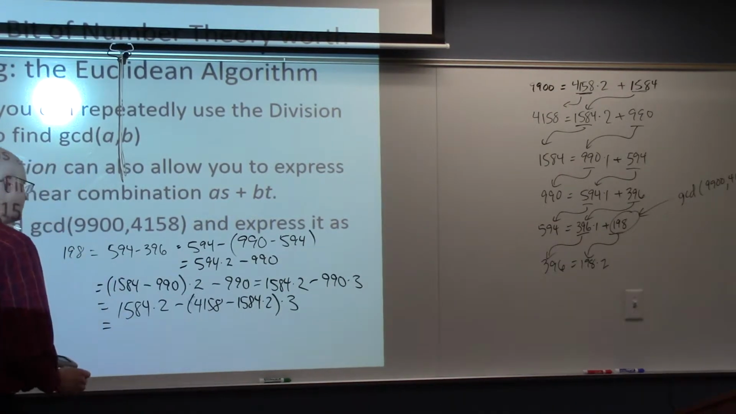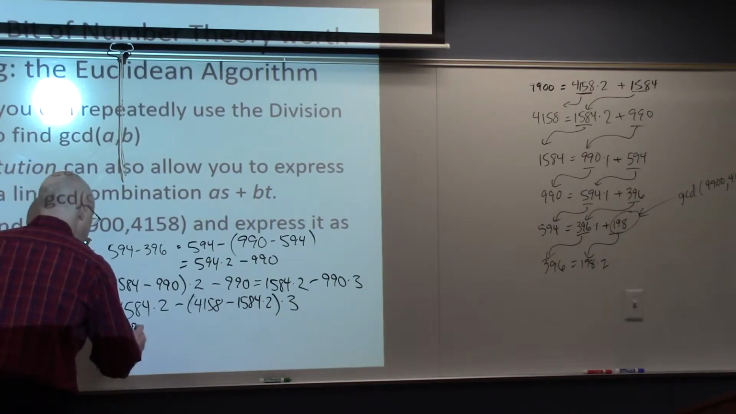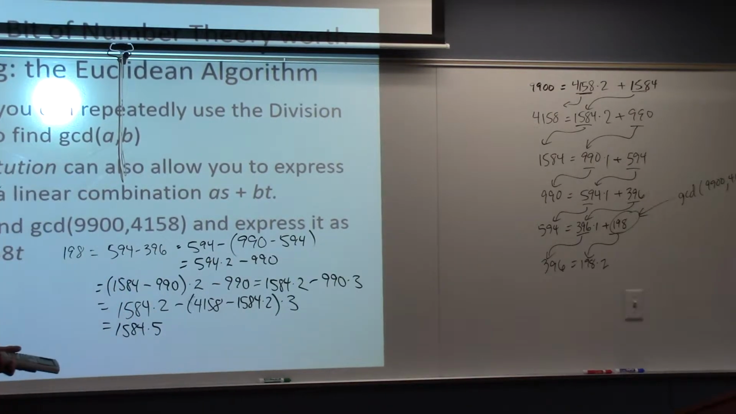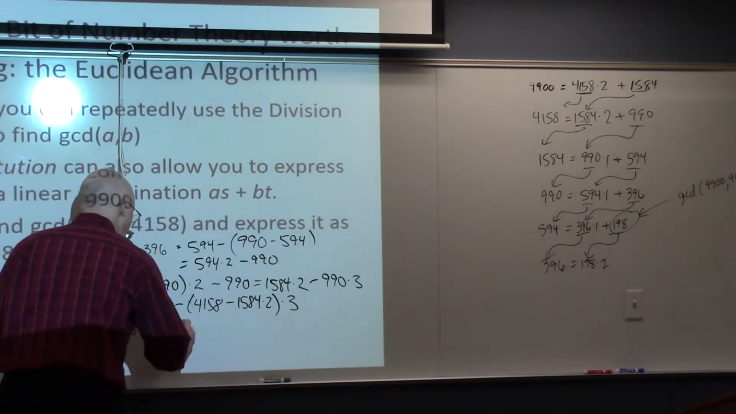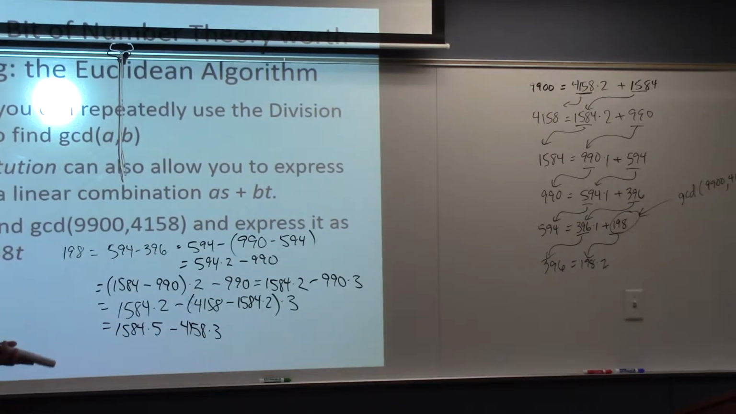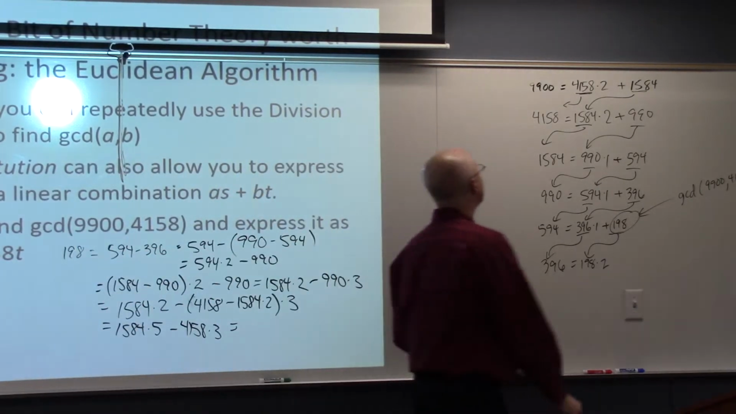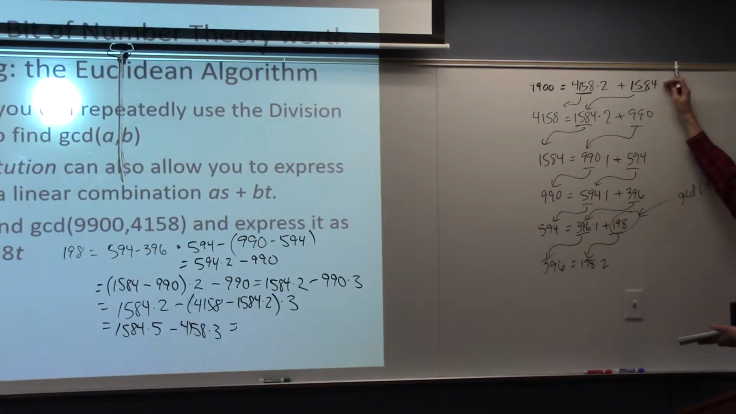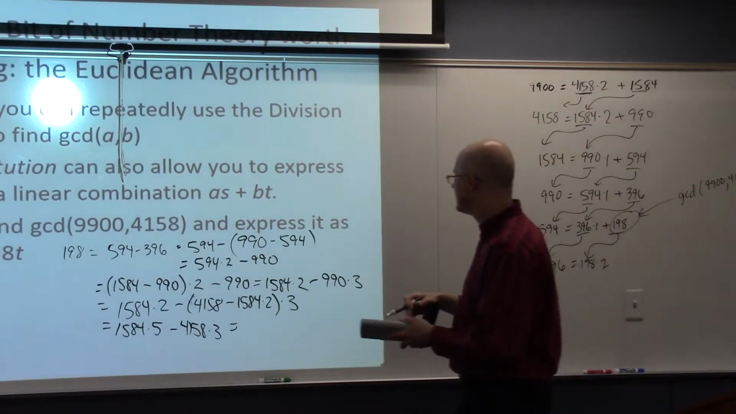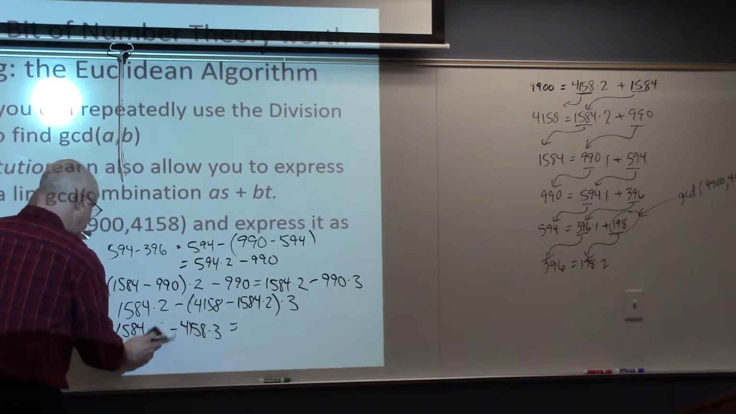As a linear combination of 1584 and 4158, this will be what? 1584 times 5. 2 minuses make a plus. And then minus 4158 times 3, or if you prefer, plus 4158 times negative 3. Now replace 1584 with, did I make a mistake? 1584 times 2 times 3. So we have really a 6 and a 2. We got an 8 there then.